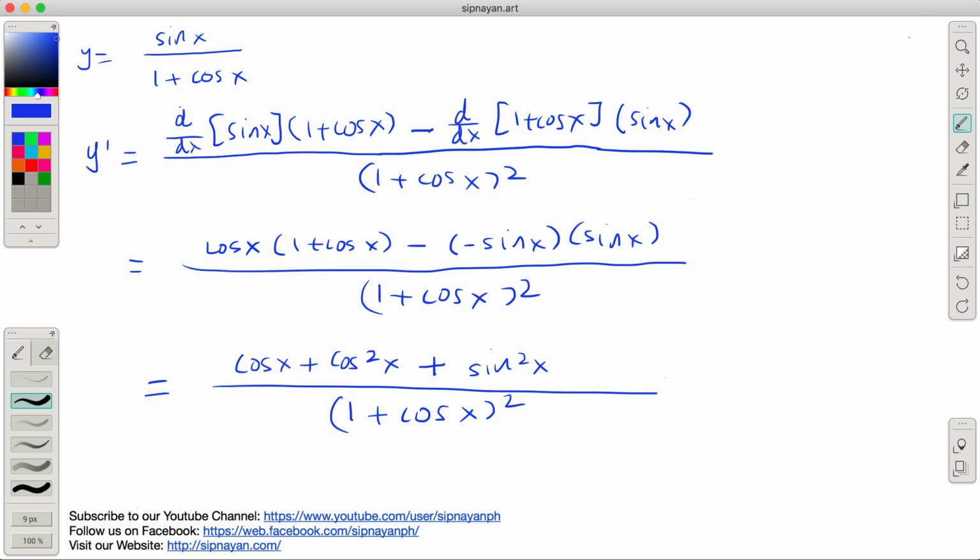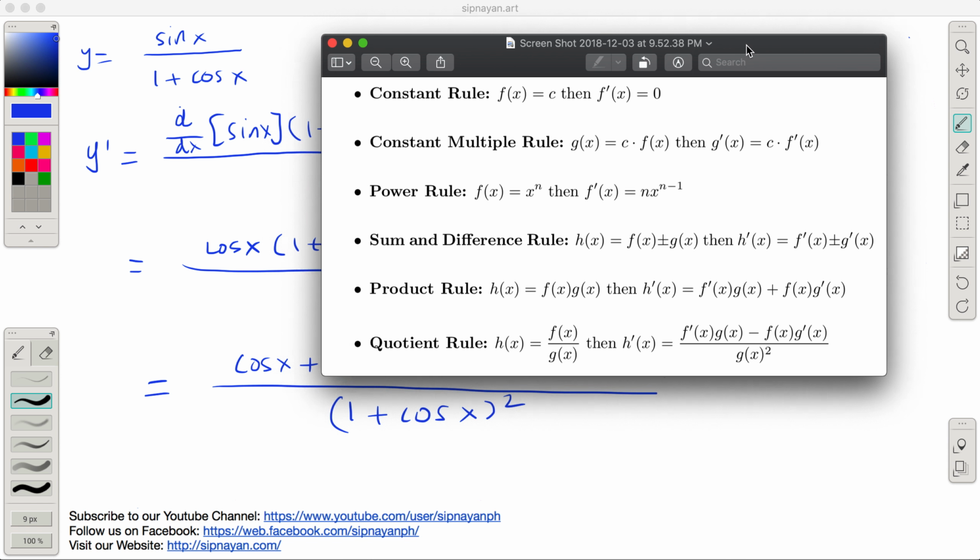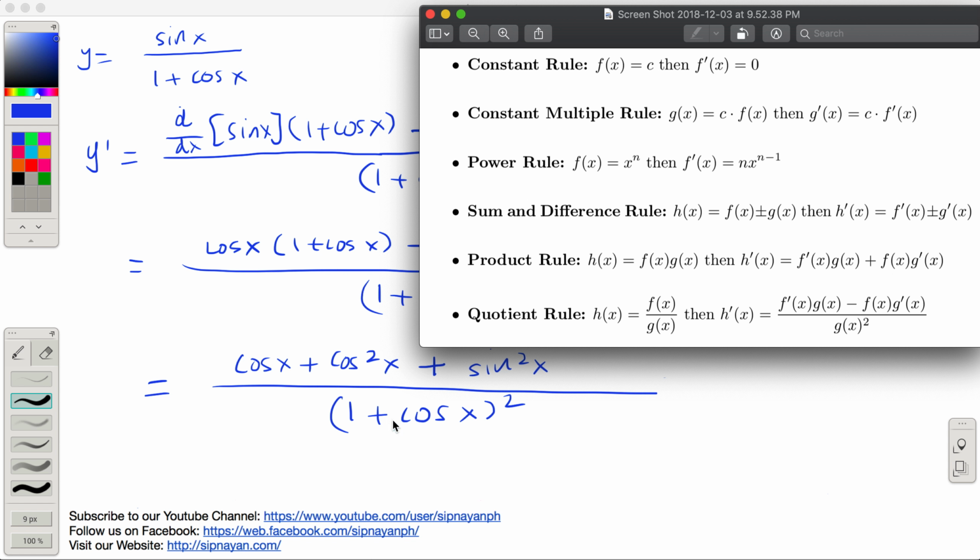Baka nagtaka kayo kung saan ito galing, no? Yan, g of x, di ba? Quantity squared. Or g of x squared. Meaning, kung ano man yung function natin sa g of x, yun na ini-square natin. So, dyan yan galing.